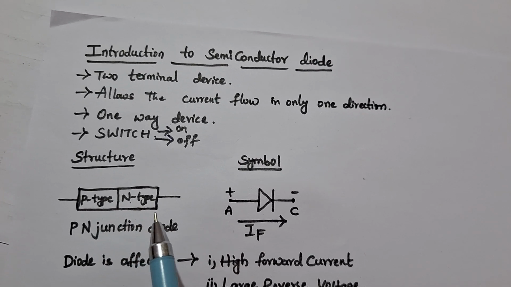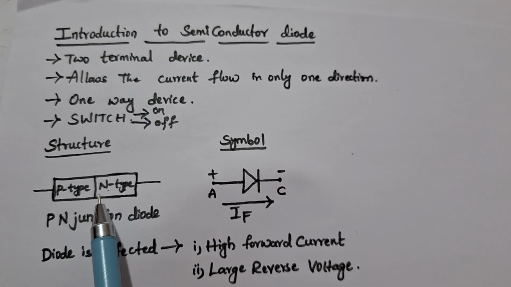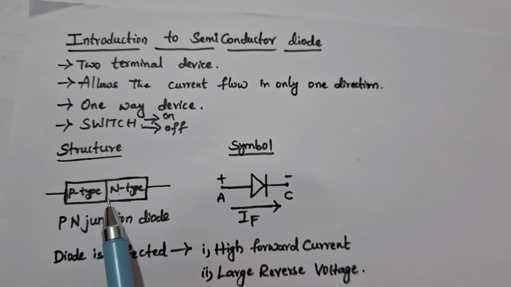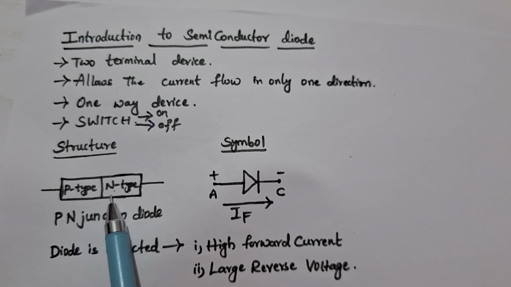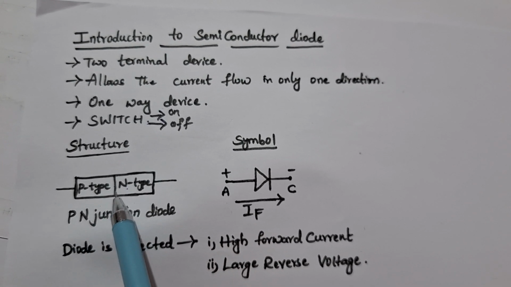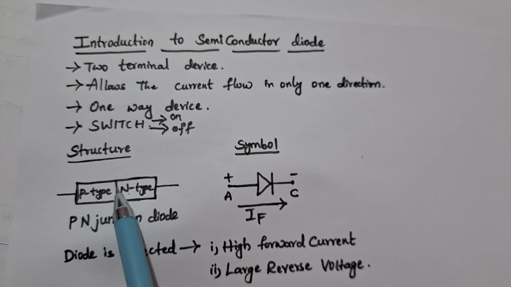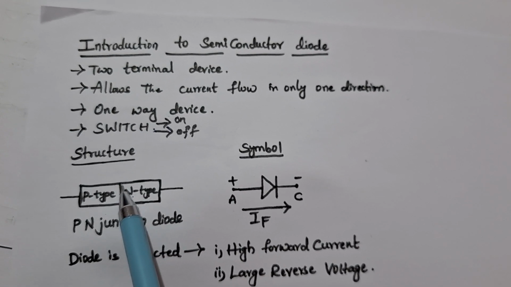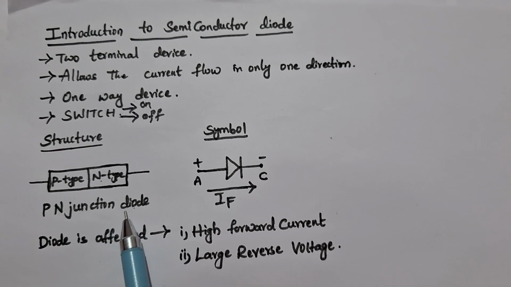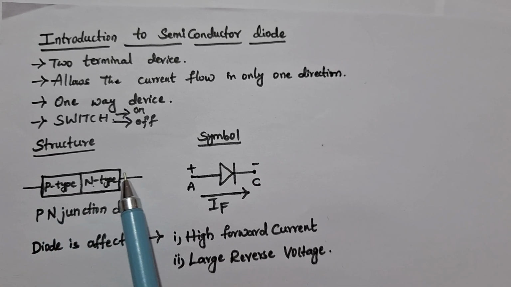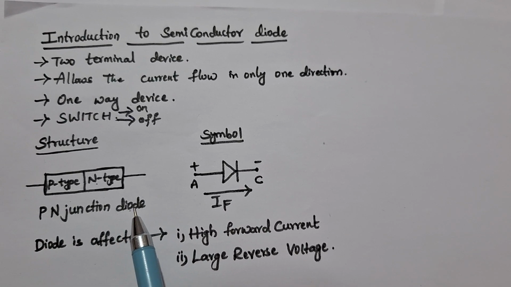PN represents the two regions here: the p-type region and the n-type region. When we join these two, a junction will be formed. That's why the name junction. And diode, because we have two terminals, we call these electrodes. That's why the name diode.